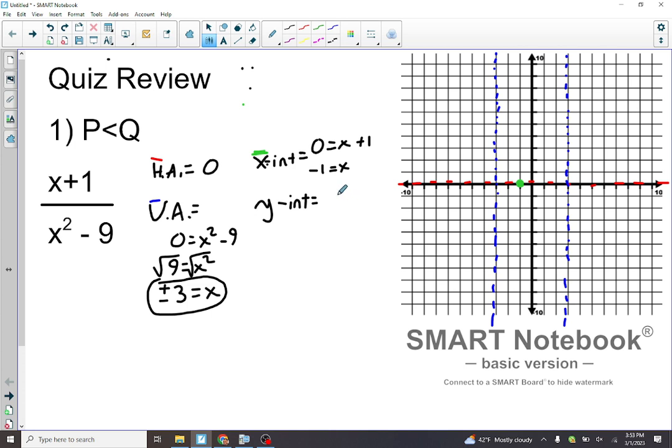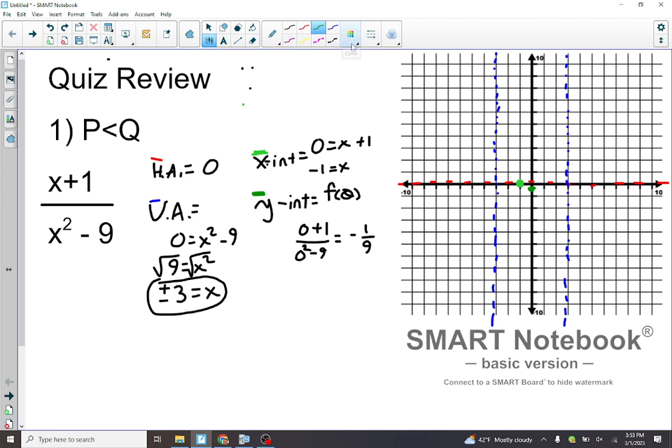Y-intercept is when you plug in 0. So this is when you do f of 0, basically. So when x equals 0, we get 0 plus 1 over 0 squared minus 9. 0 squared is just 0. So negative 1 over 9 is your y-intercept. I'll also use green here. So that means I'm going to hit the y-axis at negative 1 over 9, which is a little bit below the origin.